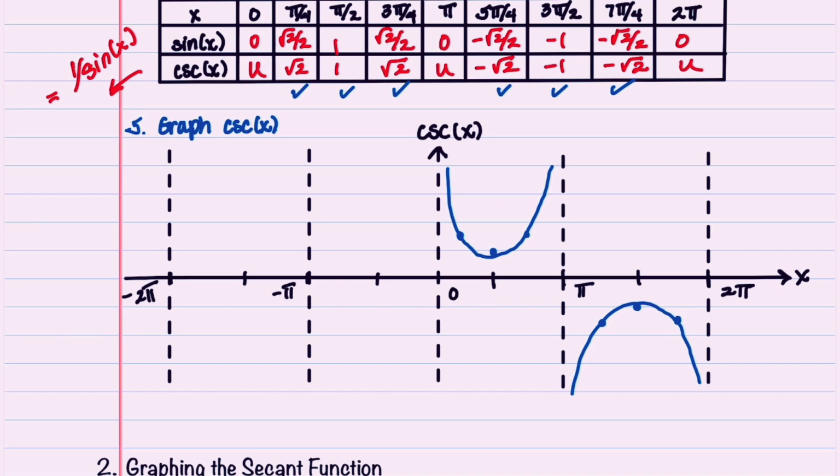Since our cosecant graph repeats every 2 pi units, we can look and see what it's going to look like on the left-hand side. It will look like this, and then like this.